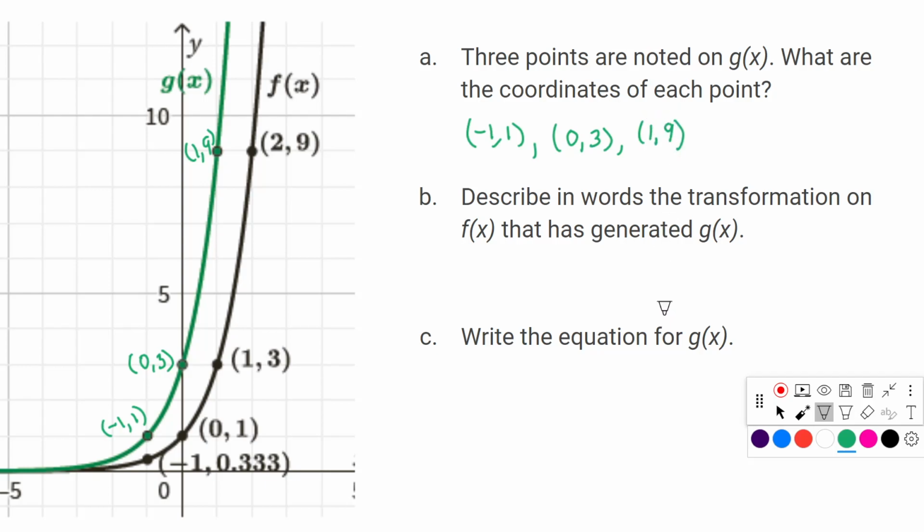Now, as I mentioned, there could be a couple of different ways you see this. You might see that each of these points on the green graph is just one unit to the left of a corresponding point on the original graph of f of x. So we might describe it as a shift or translation. That's the academic term for the shift, to the left, one unit.